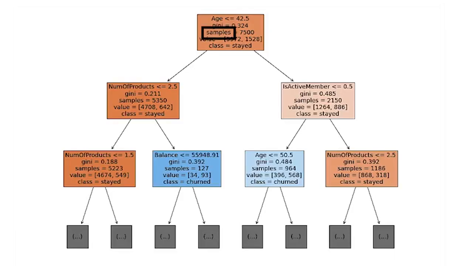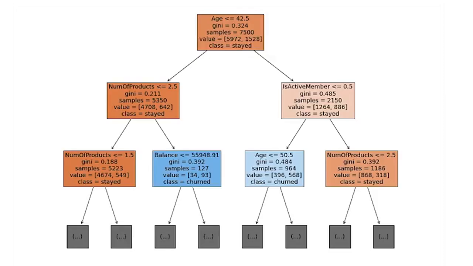Samples is how many samples are in that node, and value indicates how many of each class are in the node. Returning to the root node, we have value equals 5,972 and 1,528. Notice that these numbers sum to 7,500, which is the number of samples in the node. This tells us that 5,972 customers in this node stayed and 1,528 customers churned. Lastly, we have class. This tells us the majority class of the samples in each node.